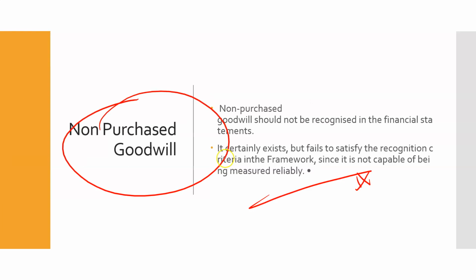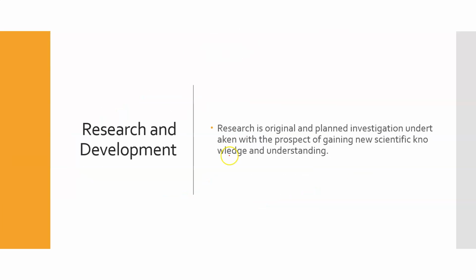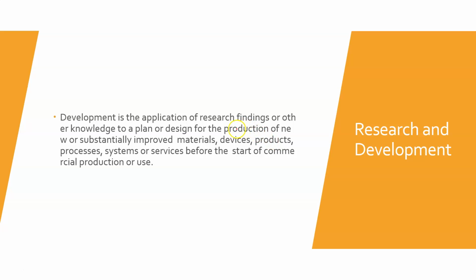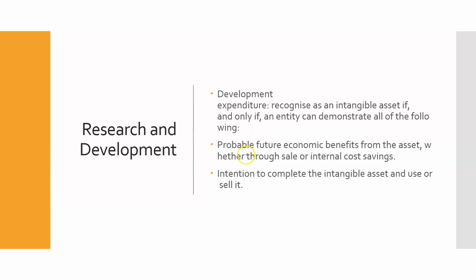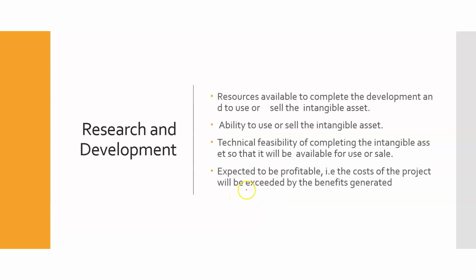Oops, sorry. So I was at the wrong end of this here. So here we are. Research is original and planned investigation undertaken with the prospect of gaining new scientific knowledge and understanding, whilst development is the application of those research findings. And we have enough information for the production of new and substantially improved materials before the start of commercial production or use. So we typically write off research expenditure, and with development now, we can demonstrate that there is probable future economic benefit, and there is intention to complete the intangible and use it and sell it.